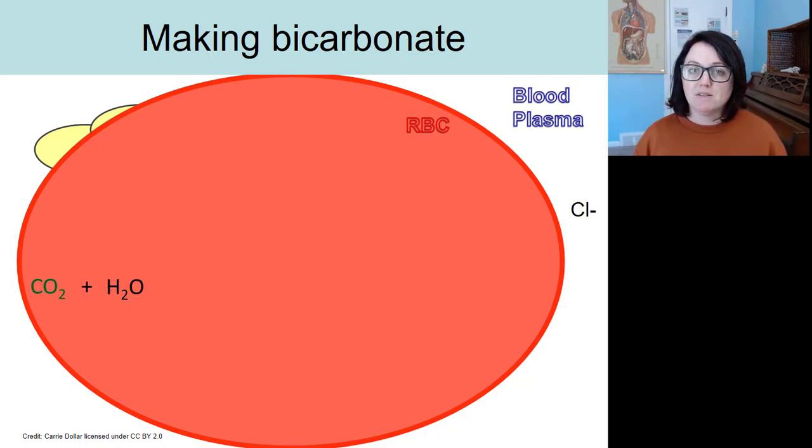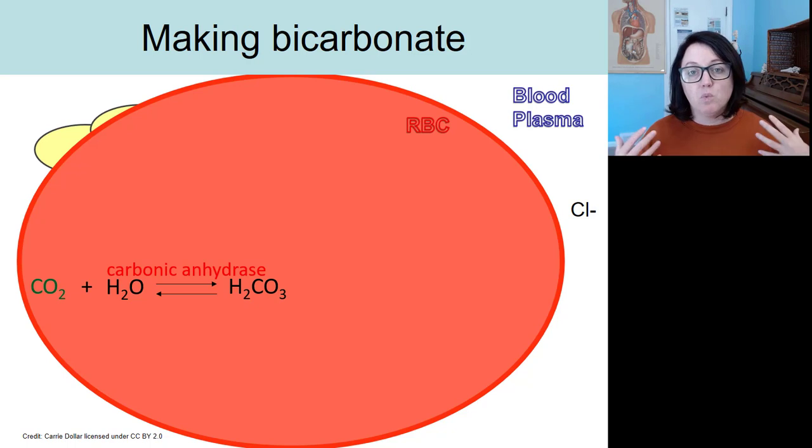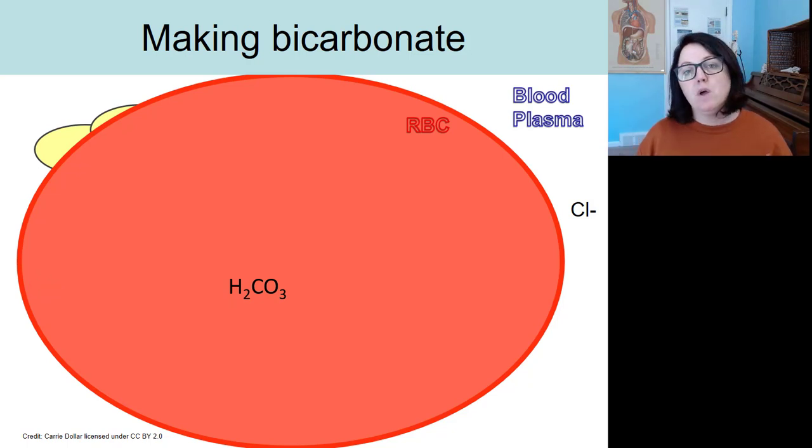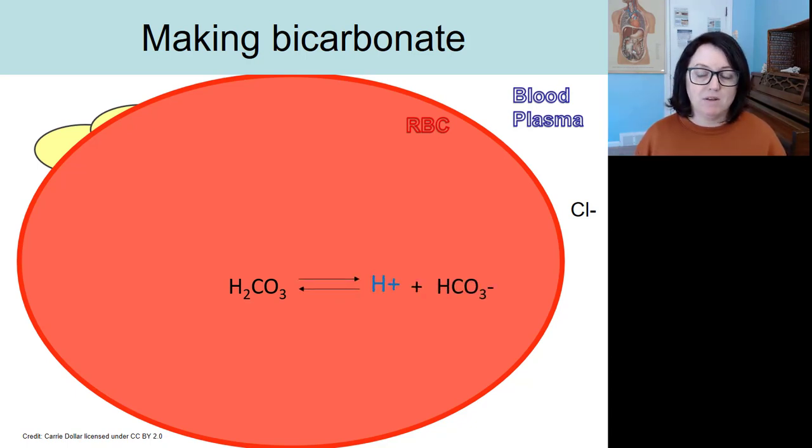That carbon dioxide, when it gets into the red blood cell, will react with water, forming carbonic acid. And this reaction is catalyzed or sped up by the enzyme carbonic anhydrase. Once we have our carbonic acid, it just falls right apart. It's a very weak acid. So it falls apart, forming hydrogen ions and bicarbonate.